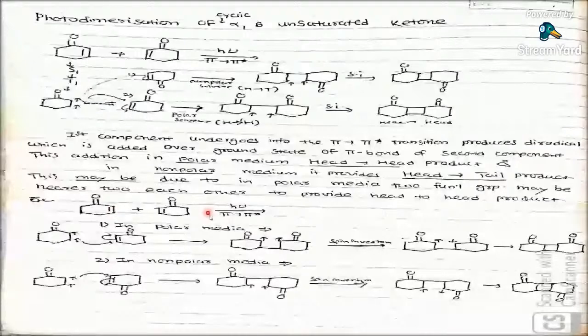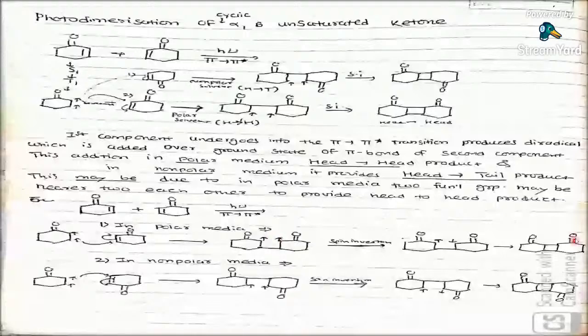So in polar solvent, head-to-head addition takes place. As a result, the bond which has the two radicals, one of the radicals will form a bond with this radical, so one radical will remain there. As these two radicals are there, they will undergo spin inversion and give you the product. So this is your product.